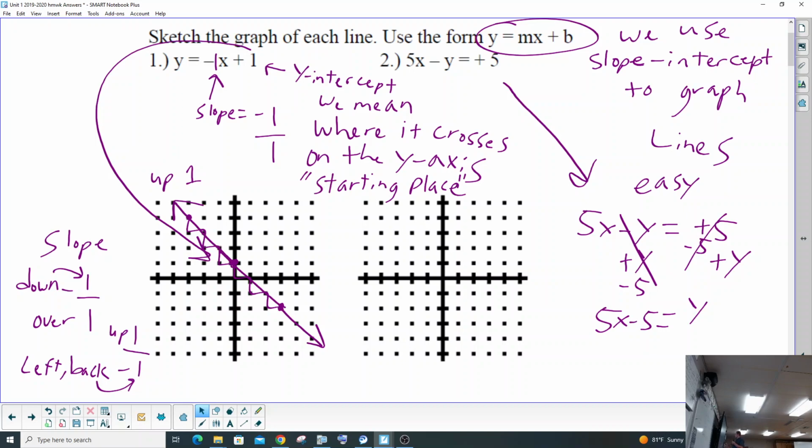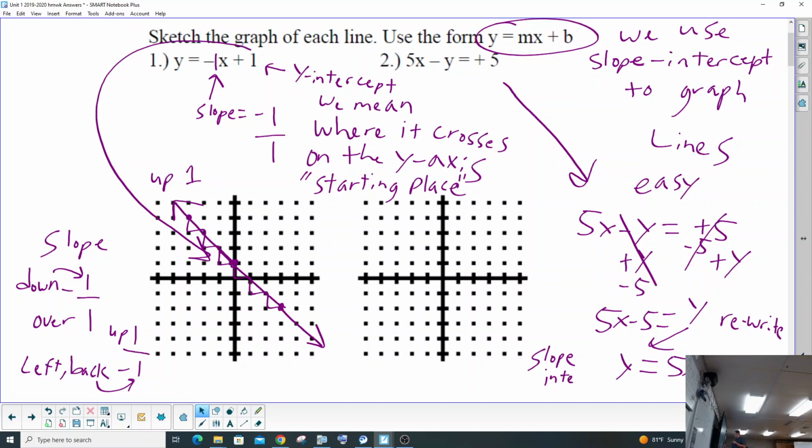Now you could rewrite it. And how you would rewrite that is, because usually we have the y first, right? We usually have the y first, don't we? So I'm just going to put it first. So y is going to go first, then the equal sign, then 5x minus 5. It is the same thing. And so now that is our slope-intercept form.